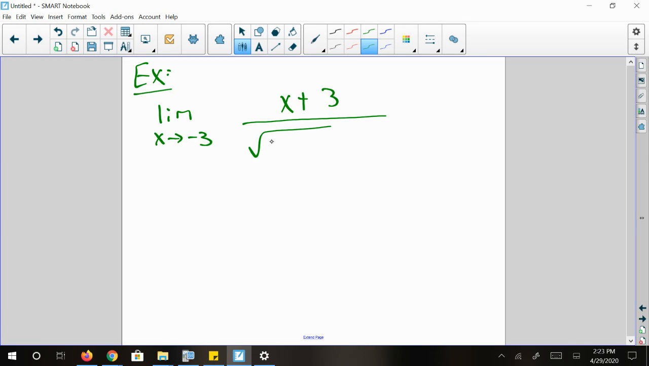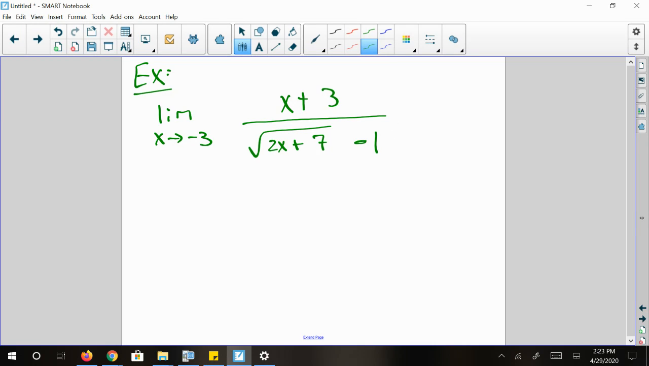All right, and once again, we'll see that direct substitution does not work here. It's fairly easy for us to see that because if I plug in -3, 2 times -3 is -6, plus 7 is 1. The square root of 1 is 1, and 1 minus 1 gives me 0. Okay, so once again, direct substitution is a no-go.